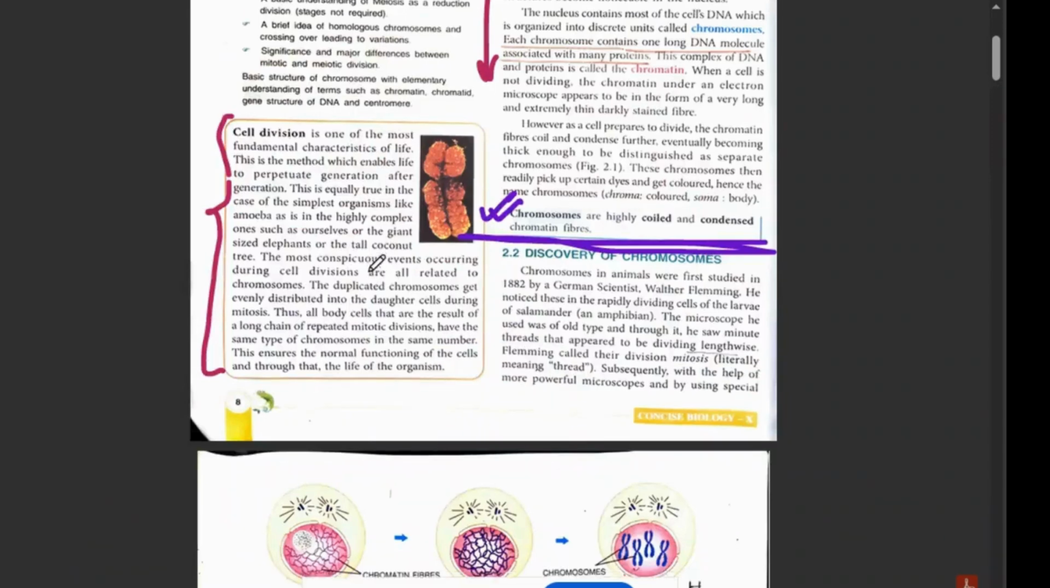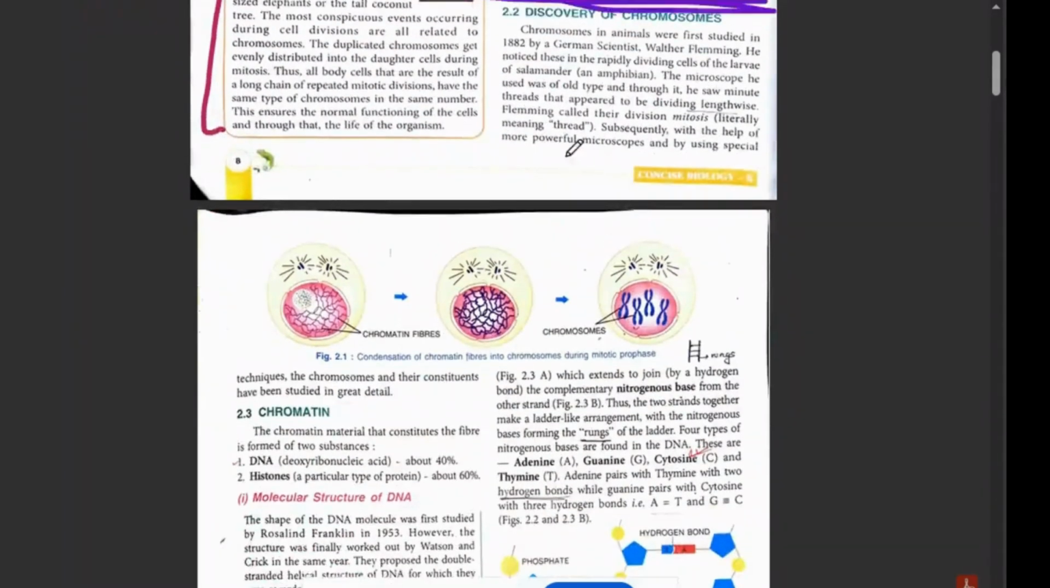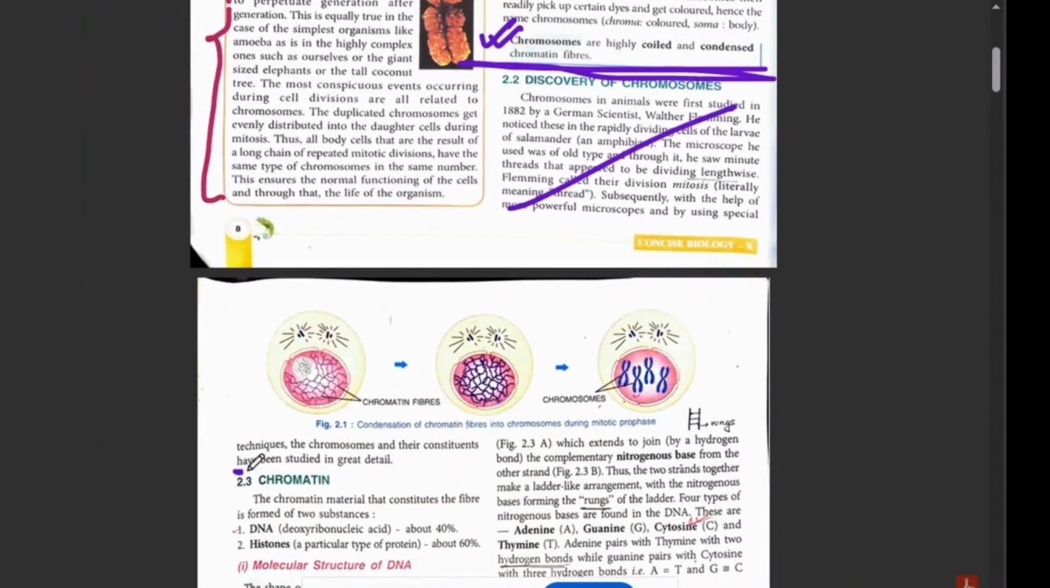Okay, moving on to the discovery. No need to read the discovery book. Waste of time. See, in this diagram, see the chromatin fibers coil up into chromatid, which further coils into chromosome, which has two sister chromatids joined in the center. The center is known as centromere.